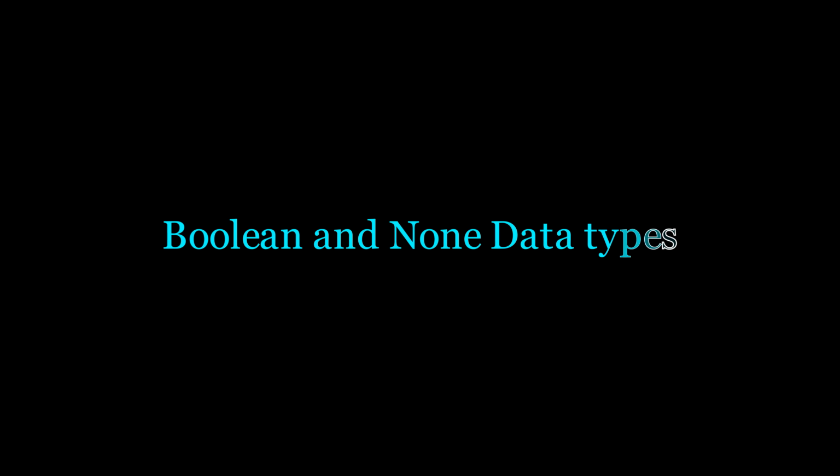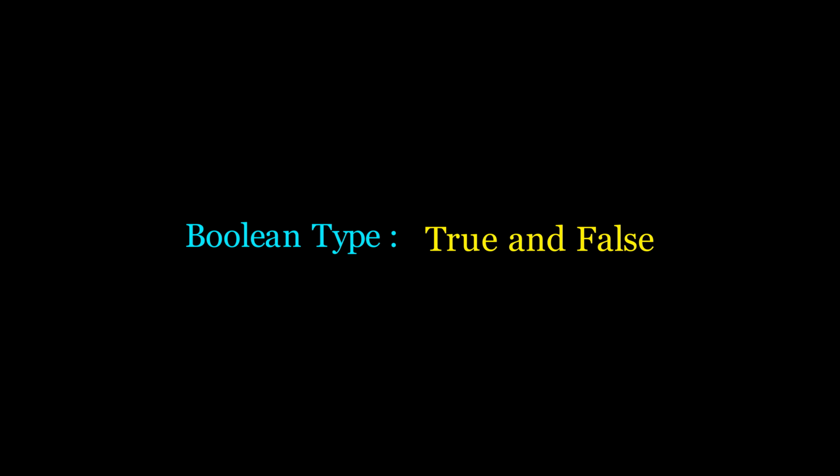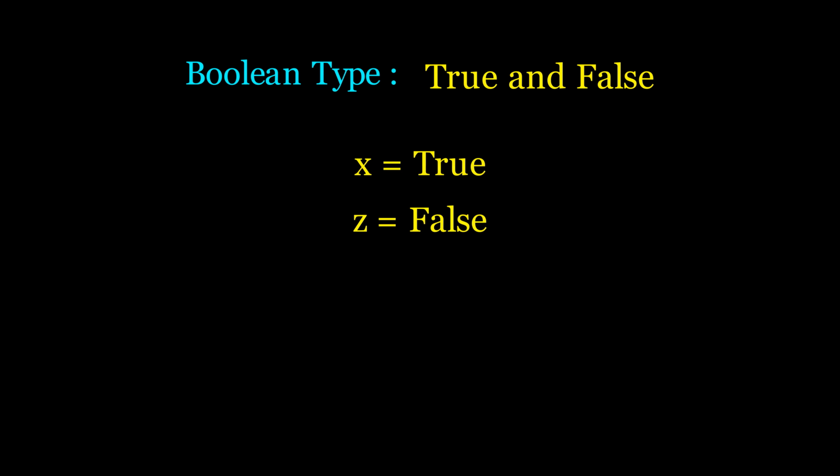Finally, let's examine the boolean and none data types. The boolean type represents logical states and consists of only two possible values: True and False. It is important to note that Python is case sensitive, so these must always be capitalized. For example, x equals True or z equals False are used to handle binary logic in our programs.